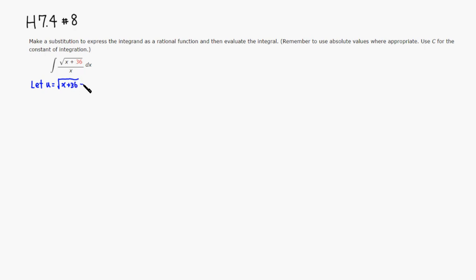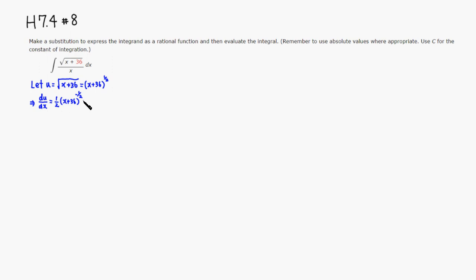Since I don't like square roots, I'm going to rewrite it as a 1/2 power. Then take the derivative of u with respect to x. It's going to be 1/2 in front, keep the same quantity, x plus 36, subtract 1 from the power, and multiply by the derivative inside, which is 1 anyway.